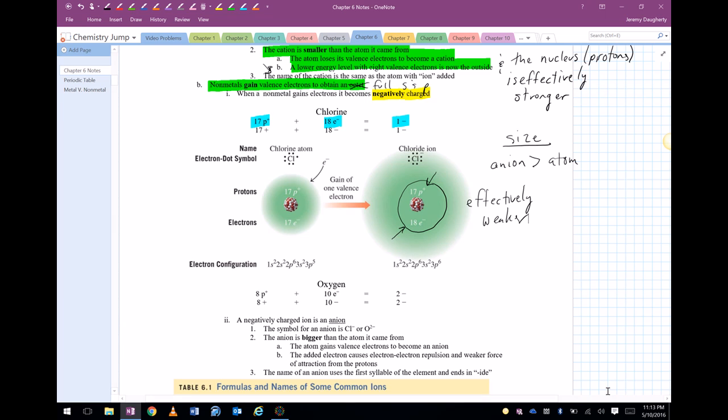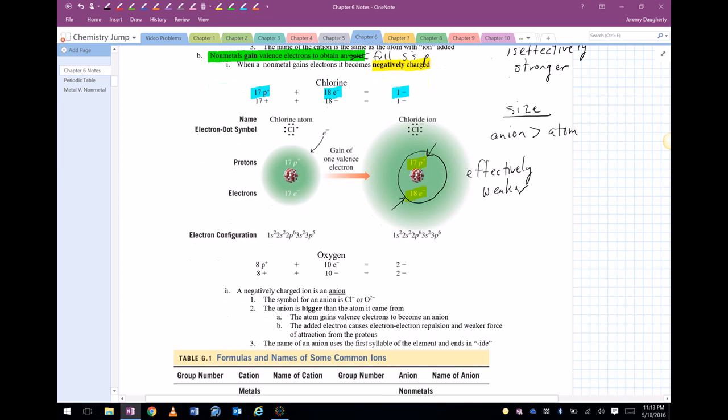Alright, sorry, we're back. So what I was saying is that because now we have 17 protons, and we have extra electrons, the nucleus can't hold the electrons in as close, which makes the ion get bigger than the atom it came from. But here again, you can see the electron configuration goes from 3s2 3p5 to 3s2 3p6. It is that full, stable electron configuration.